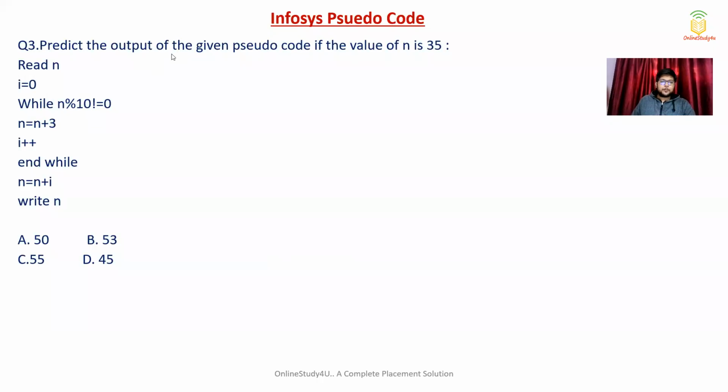In this case, we have to predict the output of the following pseudocode when the value of n is 35. Okay. So initially, i is 0. And there is a while loop which says I have to keep iterating while n mod 10 is not equal to 0. What does this statement mean? This means we have to divide unless n is completely divisible by 10. What does the mod operator do? It gives me the remainder.